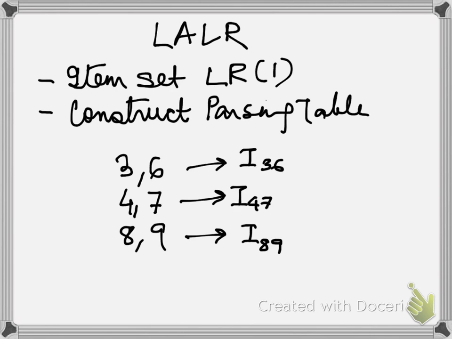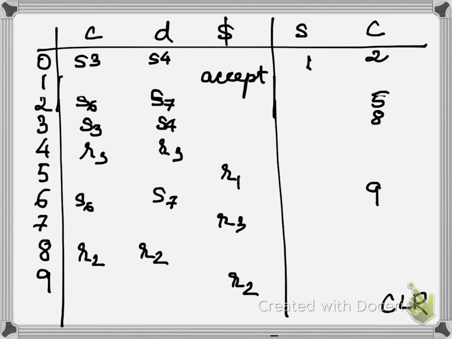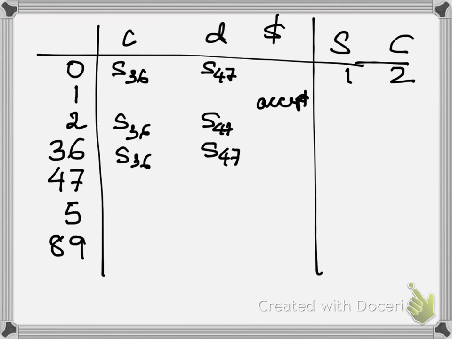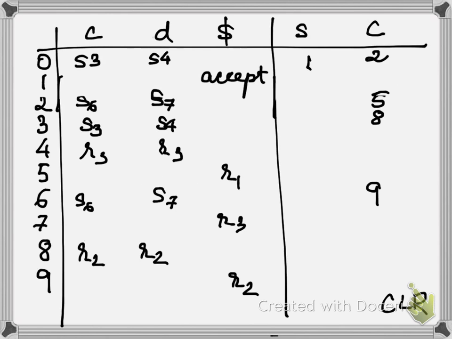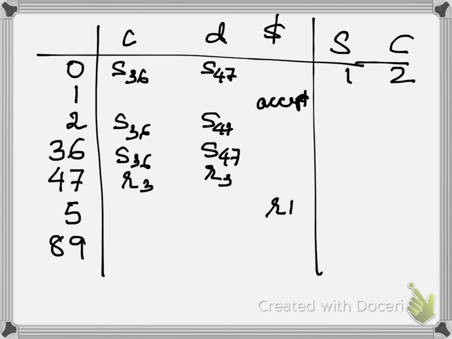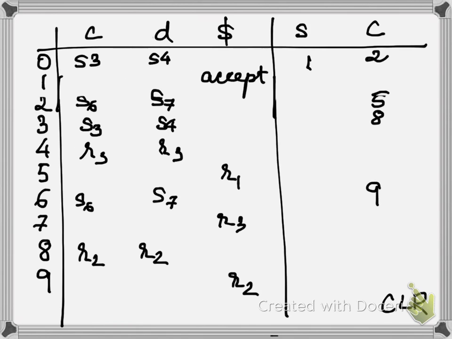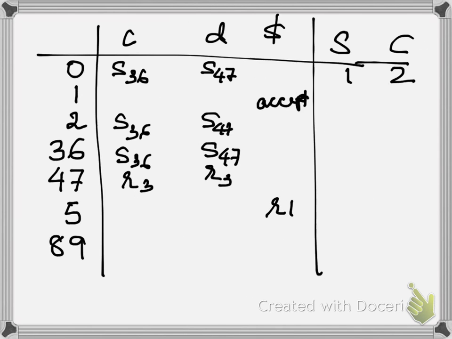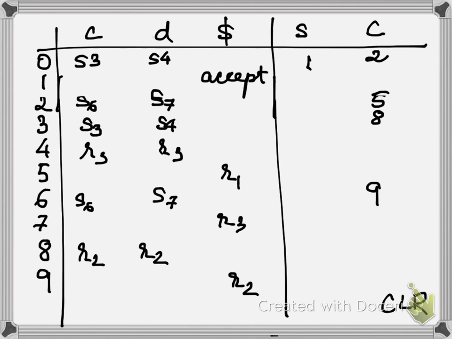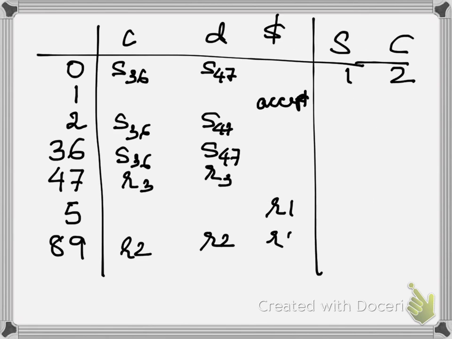Then for state 4,7, which was 4 and has become 4,7, we have reduce 3 for C and D. Then we are left with 5. For 5 we have reduce 1 for dollar. So 5 does not change. Then for 8 we have reduce 2. 8 has now become 8,9, so reduce 2. And for 9, we had reduce 2 for dollar, so we'll write reduce 2 here.